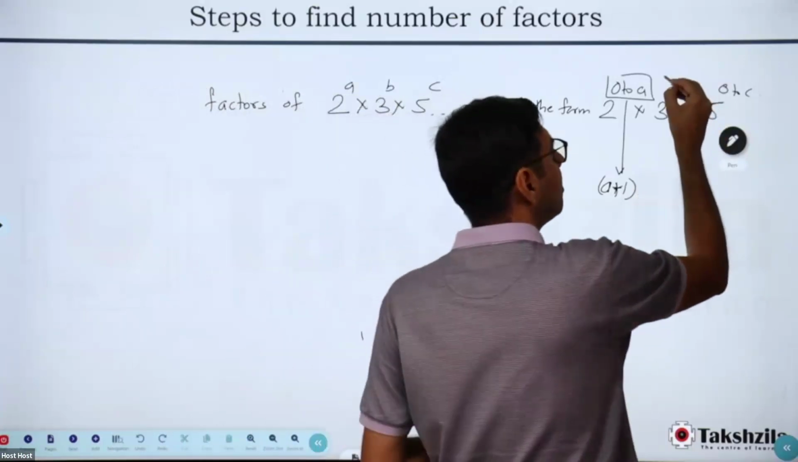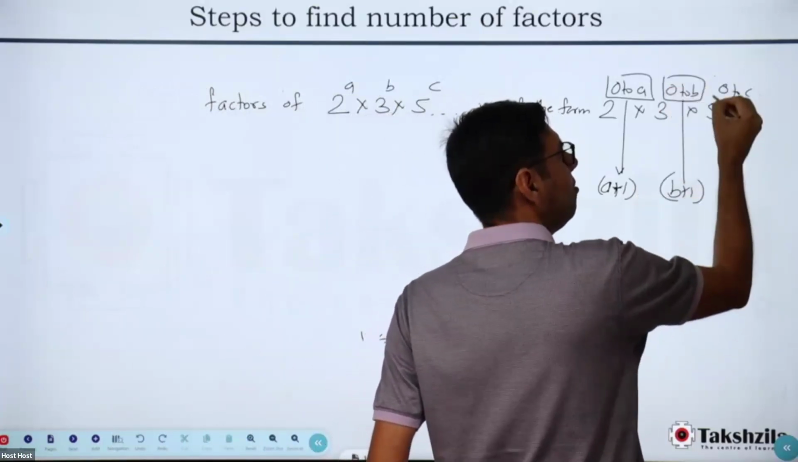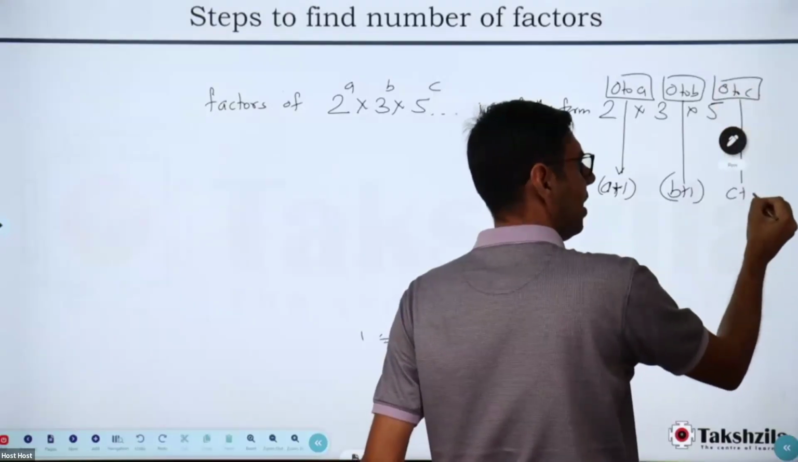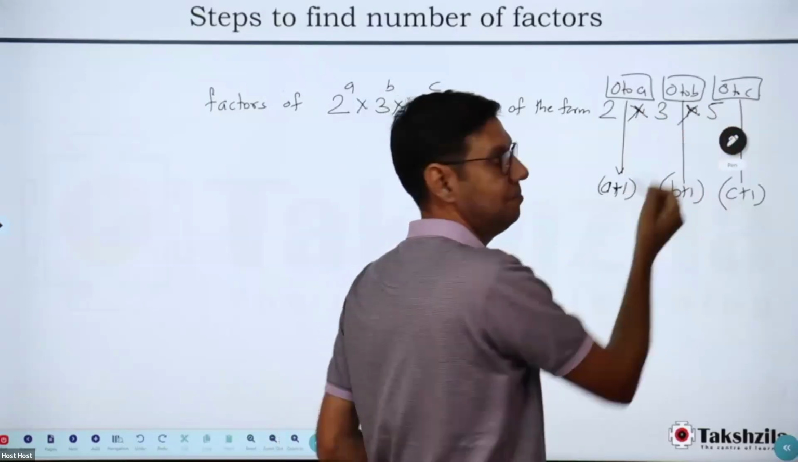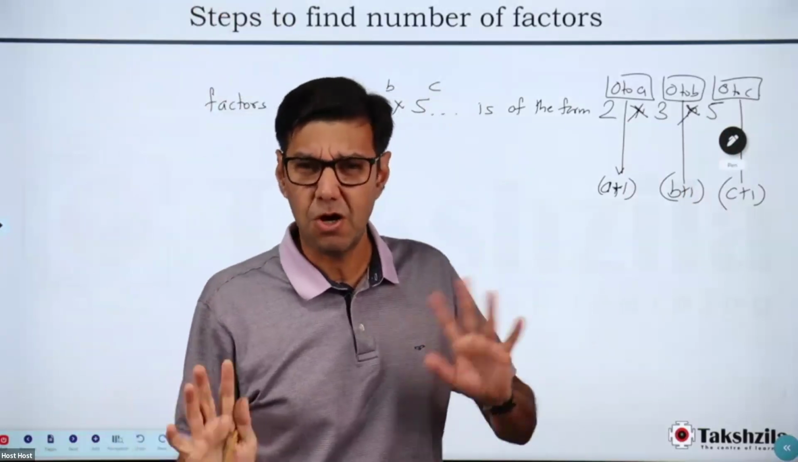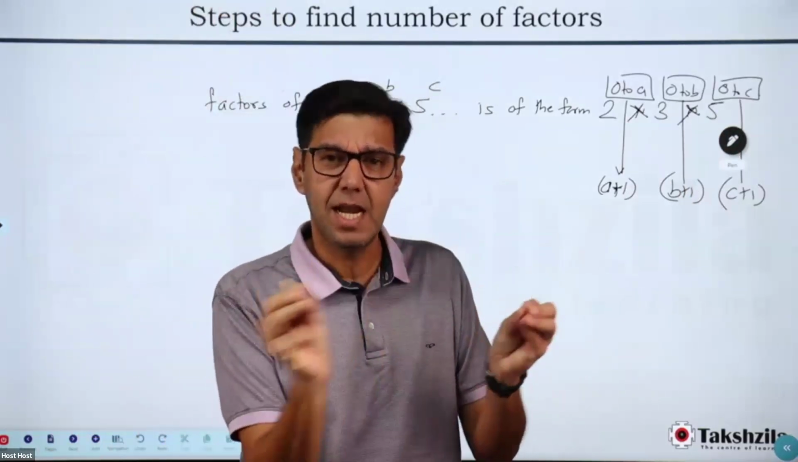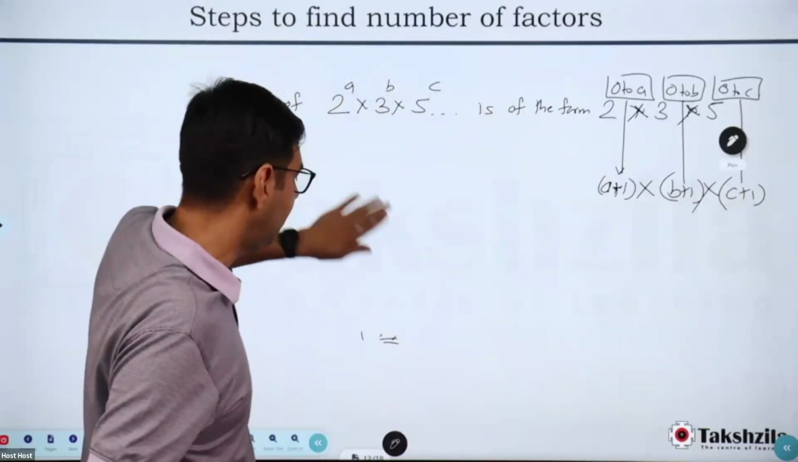How many values are these? These are B plus 1. How many values are these? These are C plus 1. And we need a combination of them. Yeah, anything can combine with anything. So we multiply. Why do we multiply them?